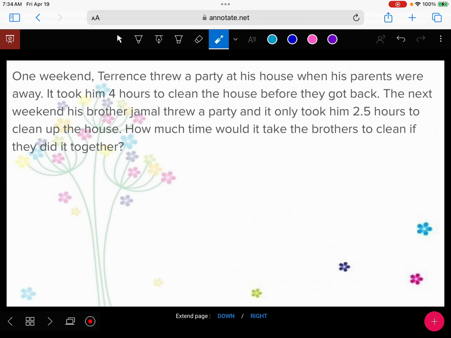So we've got another totally relevant and absolutely real life story here. Sorry, my screen's freaking out. We've got that Terrence had a party at his house and it took him 4 hours to clean. And the next weekend his brother Jamal threw a party and only took him 2.5 hours to clean. And we want to know, if they worked together, how quickly could they clean up their house before their parents got back home?